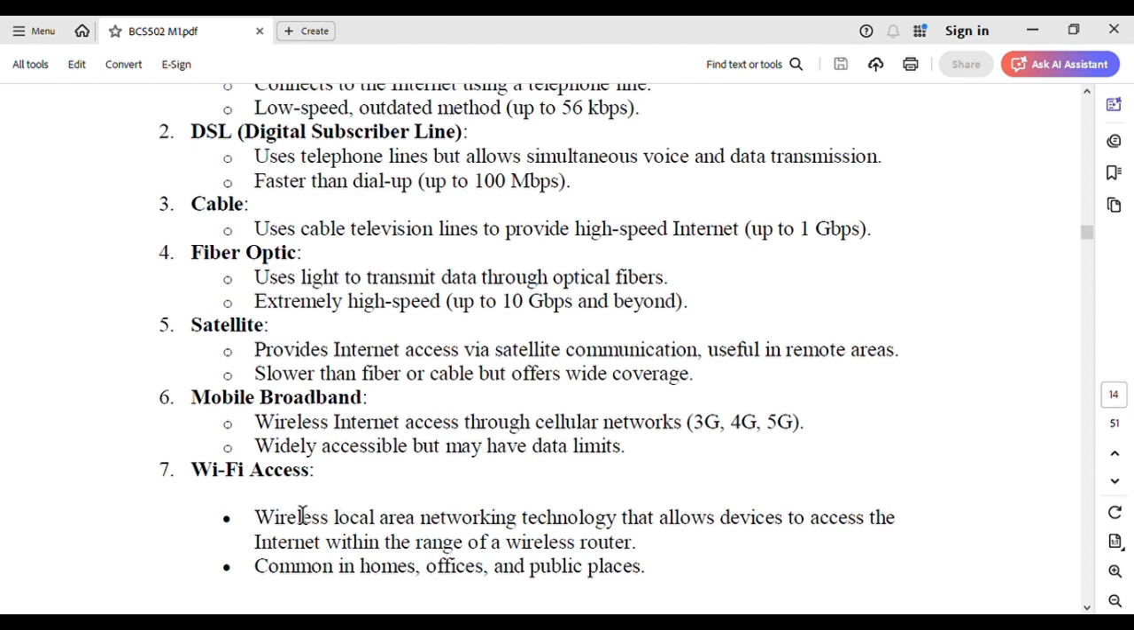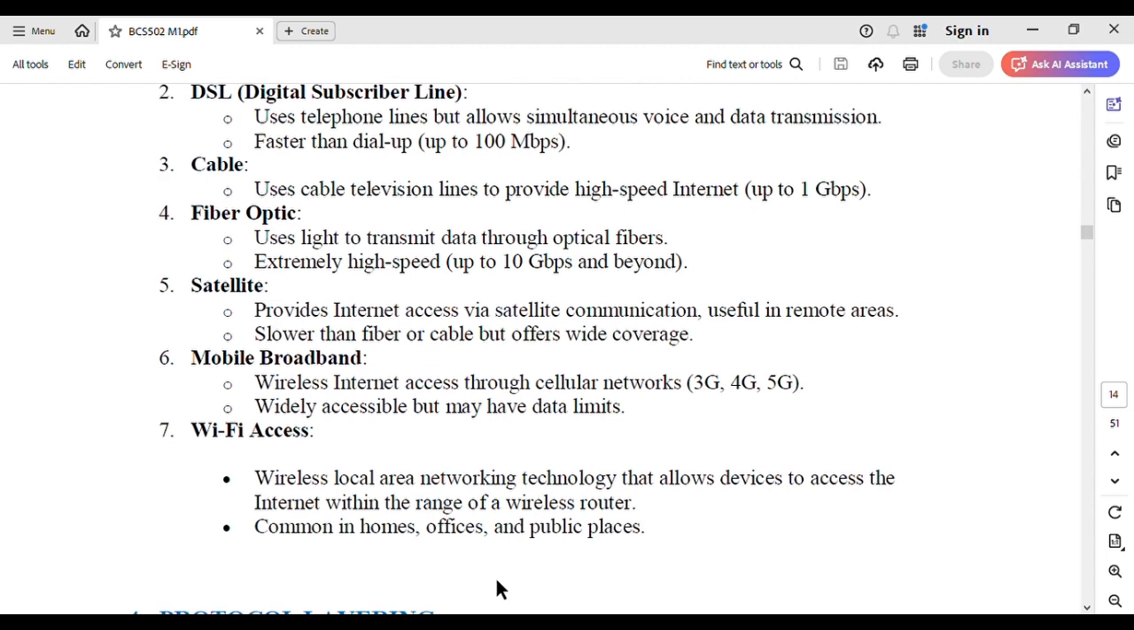Next, Wi-Fi access: wireless local area networking technology that allows a device to access the internet within the range of a wireless router. A wireless router can be used for educational purposes or personal usage, but has some distance limitations. We should provide internet connectivity to the router, and from that, devices get connected within some range. Examples are common in homes, offices and public places.